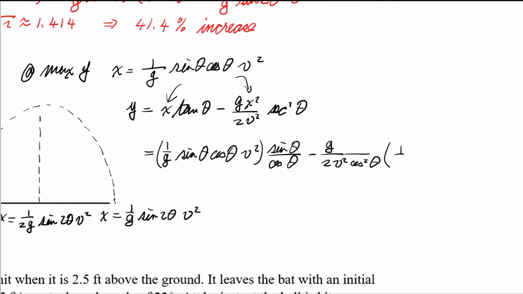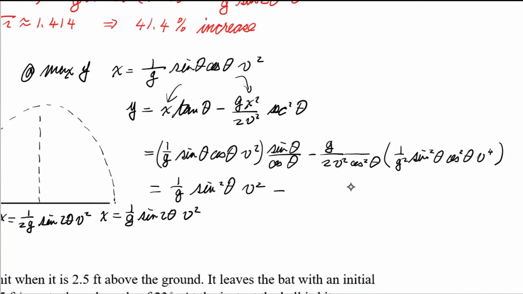So I will have 1 over g sine squared cosine squared theta, theta's missing, and then v to the fourth. You see what that does? Let's simplify that gigantic mess. So here I will have 1 over g, cosines cancel, so I have sine squared theta v squared. With me?